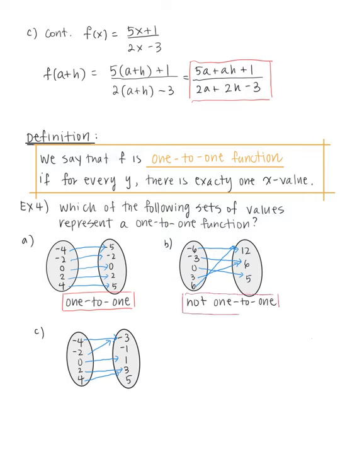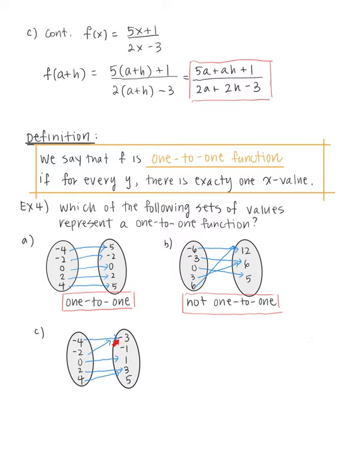Okay, now let's go with part C. So why don't you pause the video and try to determine whether this is a one-to-one function or not. All right, so what's your conclusion? I claim that this is not one-to-one. Why? Well, all you need is one failure, then everything crumbles down.